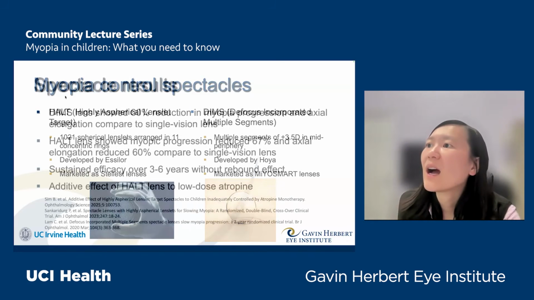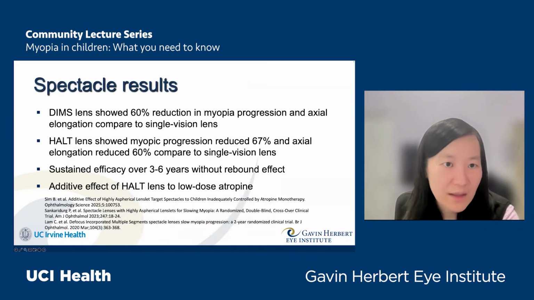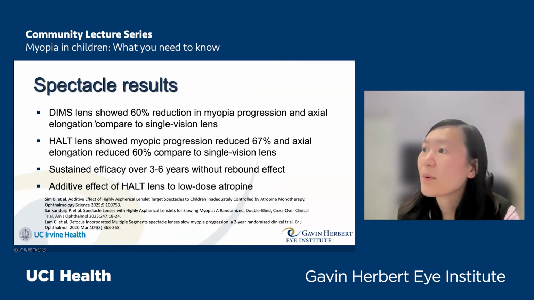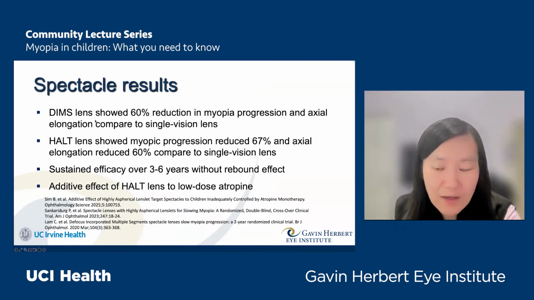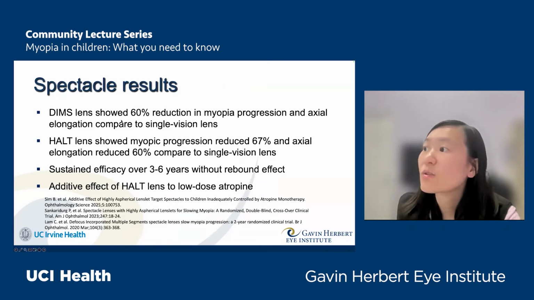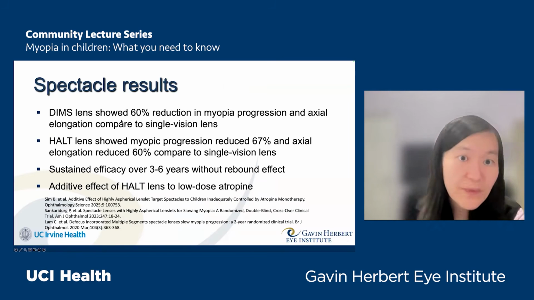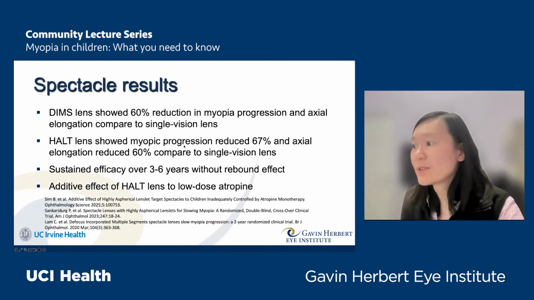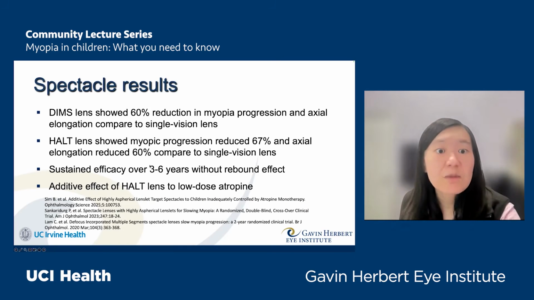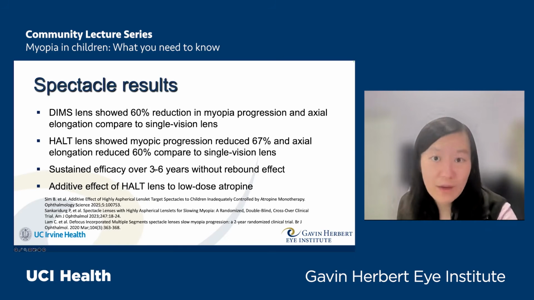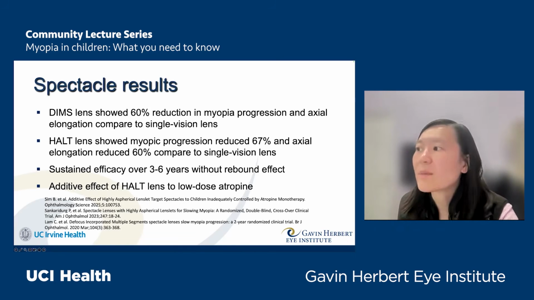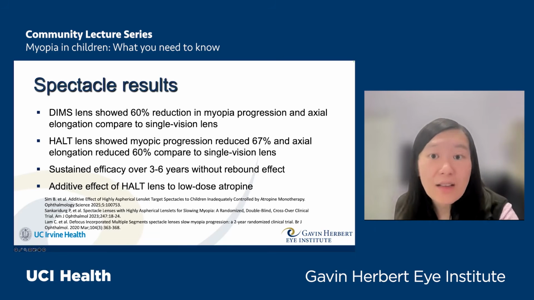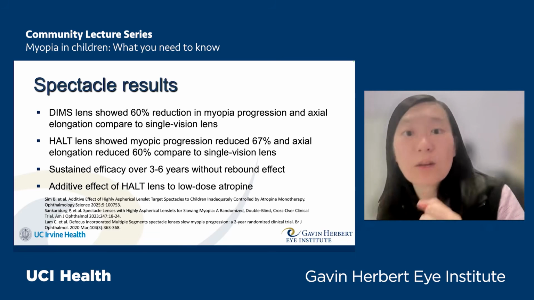And so the results in multiple studies show that both these two types of lenses that I showed you earlier did show some reduction in myopia progression. 60%, 67%, those are really good. And this seems to have sustained efficacy over 3 to 6 years without rebound effect, which is also what we're looking for.